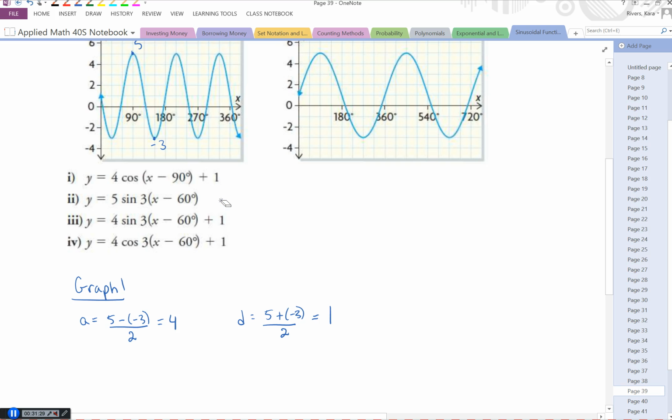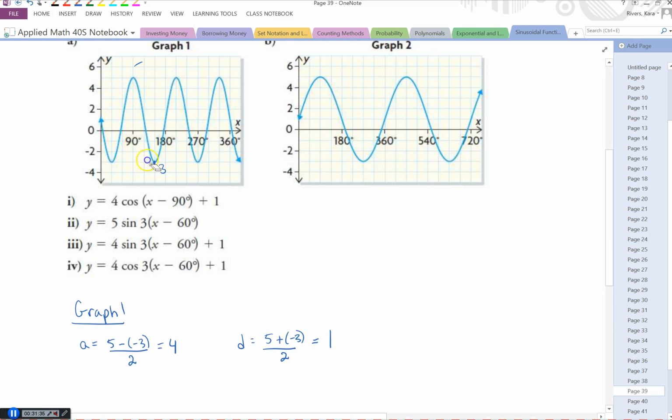What about my B value? Well, B is my period, so if I take a look here, and if I measure from one period to the next, let's say from here, 90 degrees, to here, what are these counting up by? It looks like 30, 60, 90, so that would be 180, that would be 210. So this would be 90 degrees, and this would be 210 degrees.